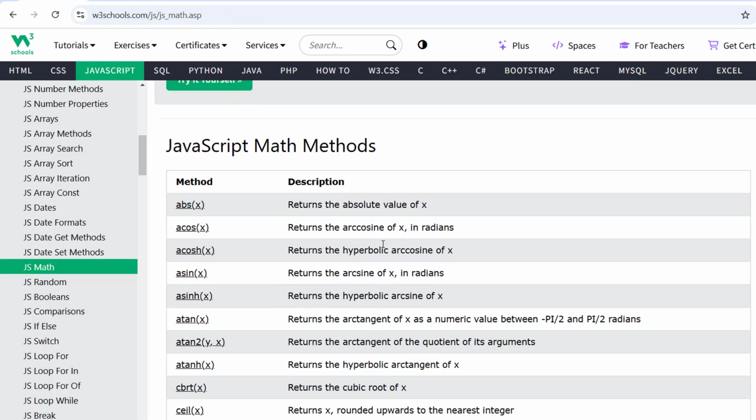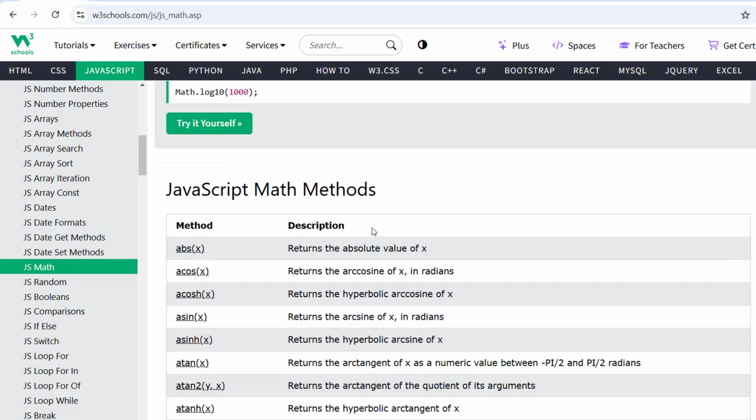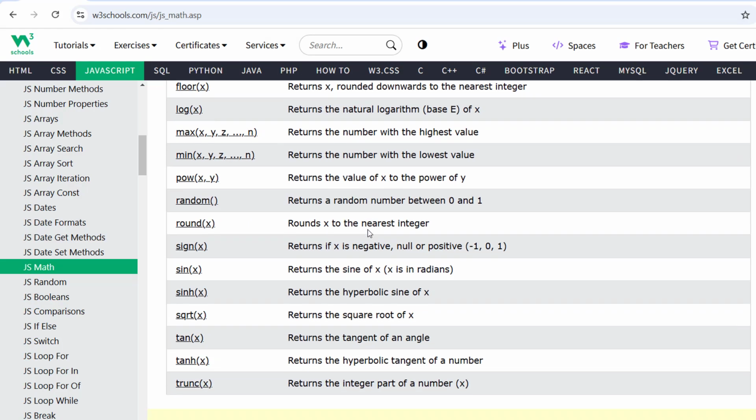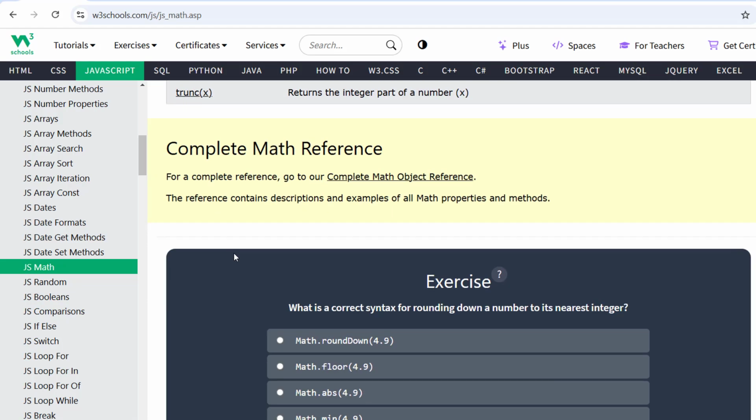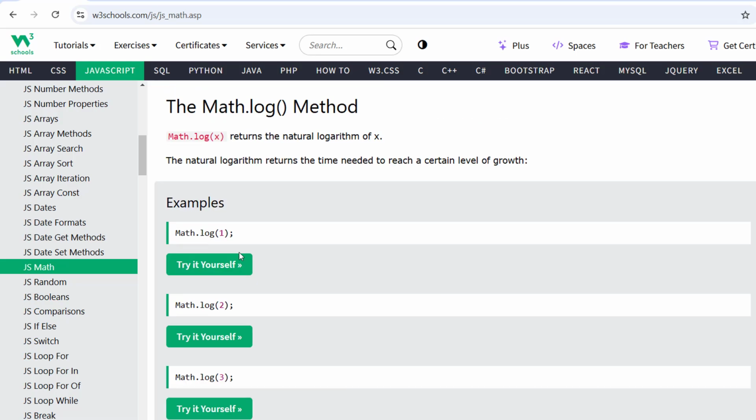So this is basically math. If you have a good understanding, then it will not be a big deal. There are a lot of methods, and I will discuss them in later chapters. So this is all about Math.